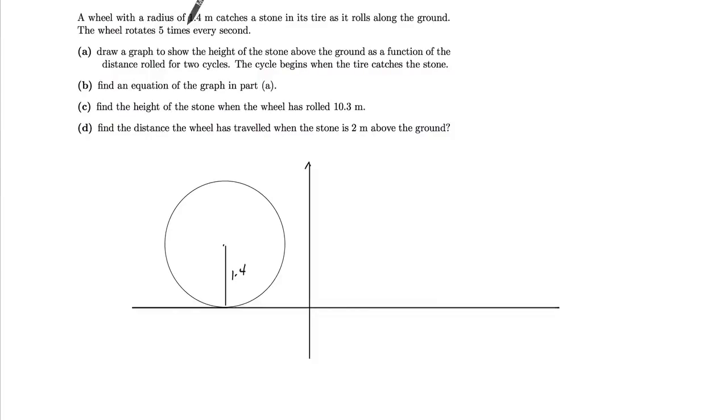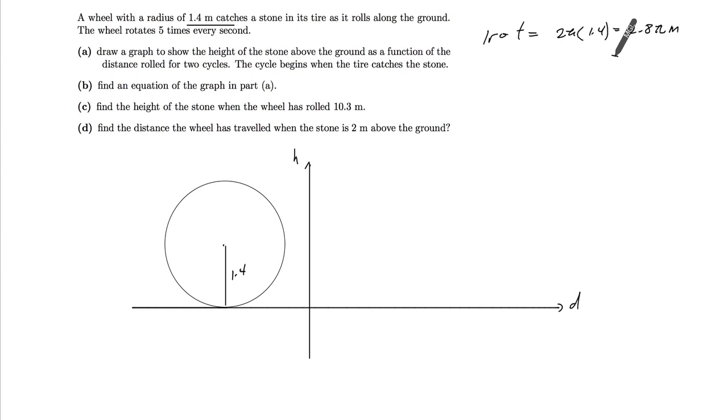with a radius of 1.4 meters catches a stone, and it travels, but what we want to do here is get a height as a function of the distance it travels. So the distance for one cycle, one rotation, is going to be 2 pi times 1.4. So it's 2.8 pi meters.